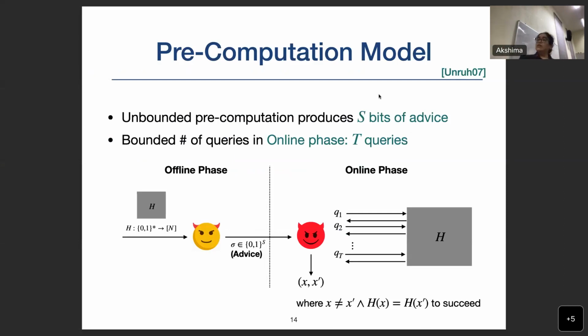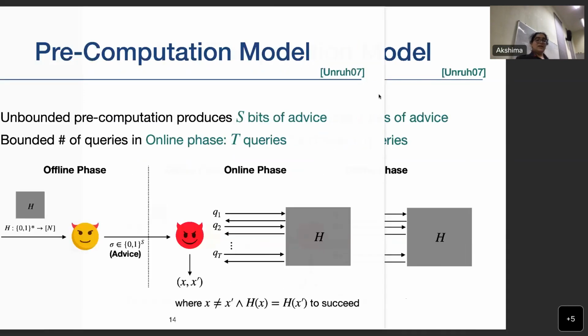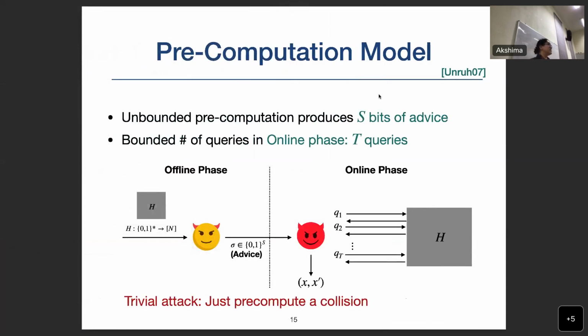So for such an adversary, what do you think? What could be the success probability of such an adversary? I would say it's constant, because I could just pre-compute a collision. I can store it in my advice, and I'll just output that.